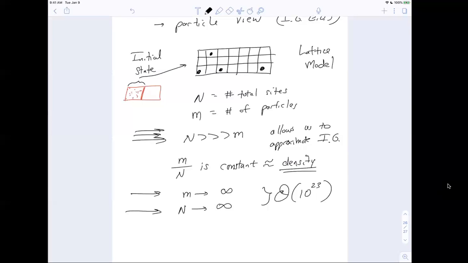Okay, so capital N, much, much greater than little m. M and n go towards infinity. Of course, this is, again, realistic. And the ratio m over n is constant in order to represent a constant density. So we can let both of those go to large numbers. It's okay. The thing is that even though they go to large numbers, that ratio is a constant. That's totally fine. Okay, so that's the setup of the system. It's a lattice model.